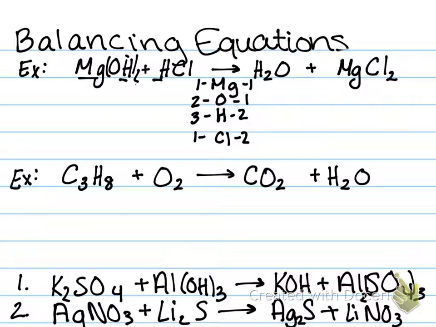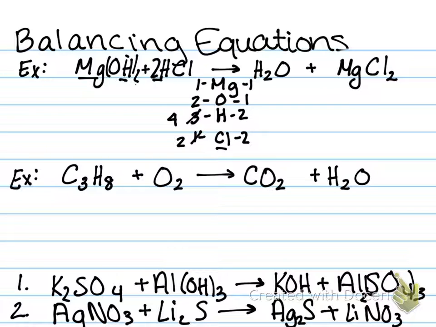In general, we're going to save oxygen and hydrogen for the very last things to balance, oxygen for the very, very last. And so we're going to go ahead and balance this chlorine first. If we look, we have twice as many chlorines on the product side as the reactants, and so I'm going to add a 2 in front of the HCl on the reactant side to double it. And that gives me 2 chlorines and 4 hydrogens.